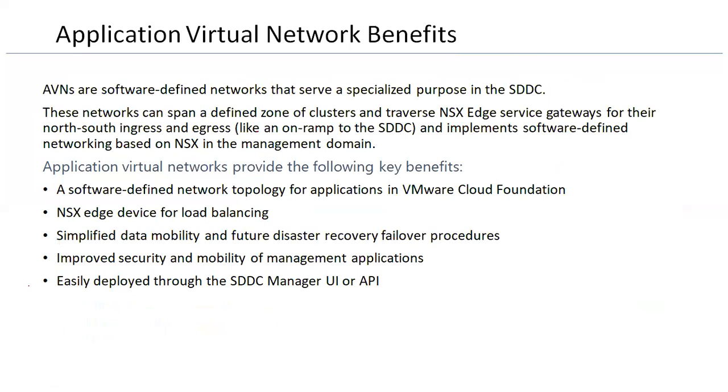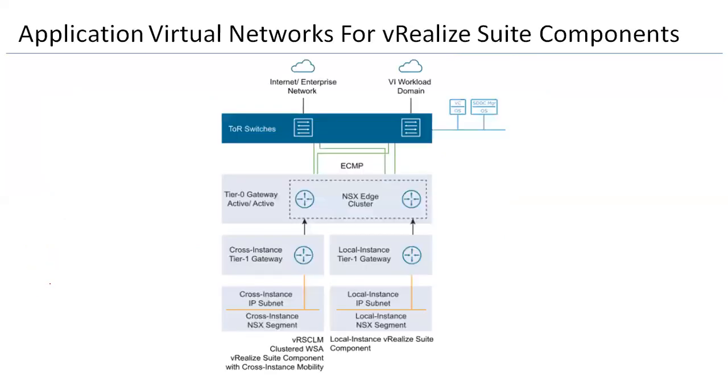So why the AVN? The software-defined network topology for applications in VMware Cloud Foundation uses NSX Edge for load balancing. Typically, all my edges will work as load balancers, because some components of ARIA Suite require the NSX load balancing services. It gives simplified data mobility across sites, improved security, and is easily deployed through SDDC Manager or the API interface. So when we say two types of AVN, they are the cross instance NSX segment and the local instance NSX segment.